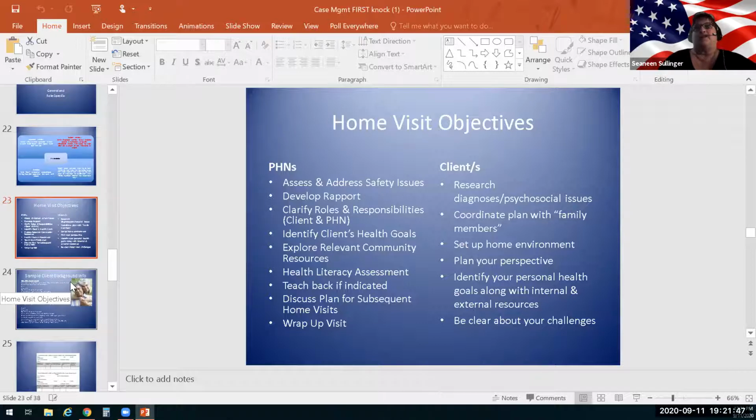And we talked about teach back, subsequent visits. The other thing though is that the home environment, they have to learn that you're coming and hopefully not plan other things while you're there, and be clear that you're there to help them and that they need to help themselves as well.